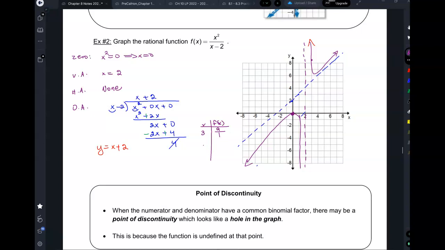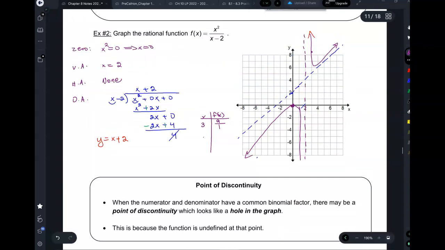Isn't it? Yeah. If the numerator is greater than the denominator by 2, there would be none of them, so it's only like the linear. Okay. Yeah.